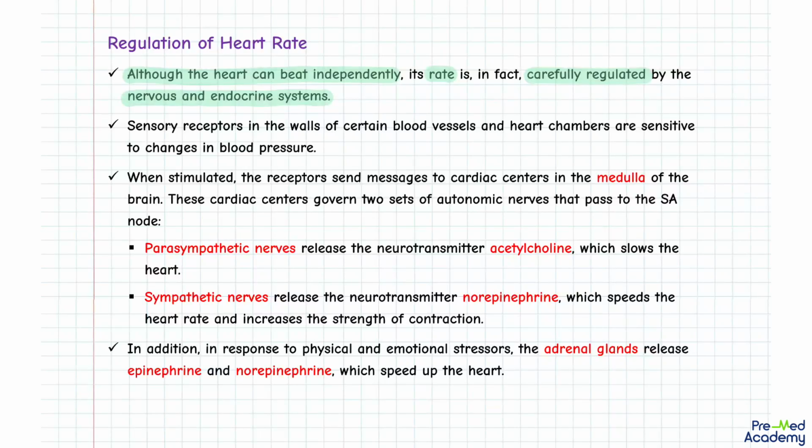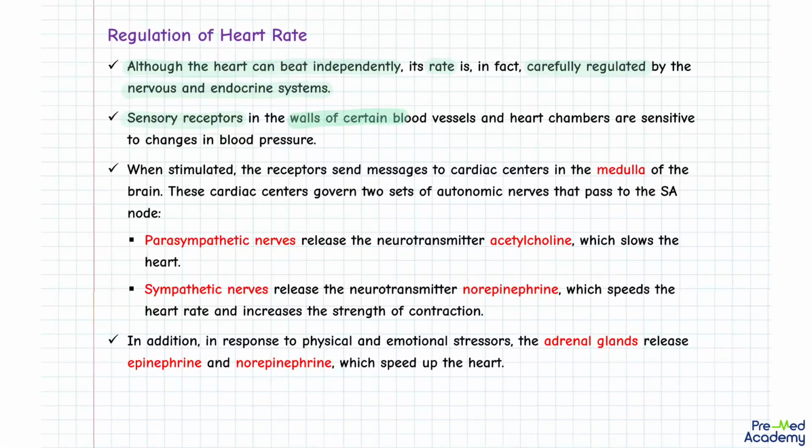It must be told. Sensory receptors in the walls of certain blood vessels and chambers of the heart are sensitive to changes in blood pressure. When stimulated, the receptors send messages to cardiac centers in the medulla of the brain. The medulla is found in the lower part of the brain, in your upper neck area. These cardiac centers govern 2 sets of autonomic nerves that pass to the SA node.